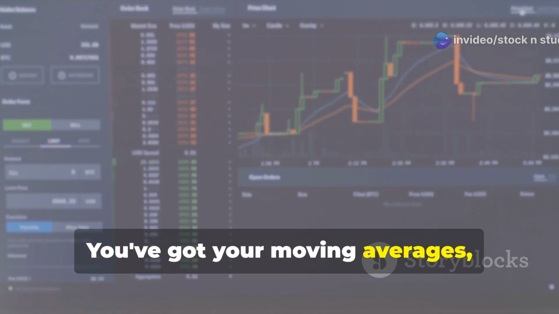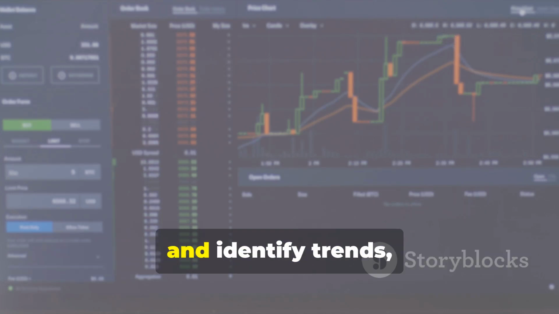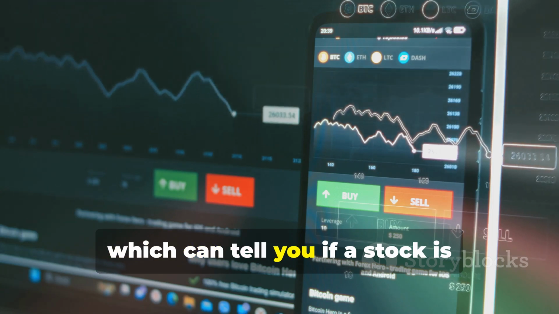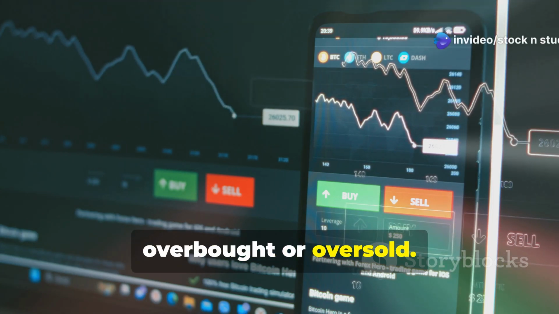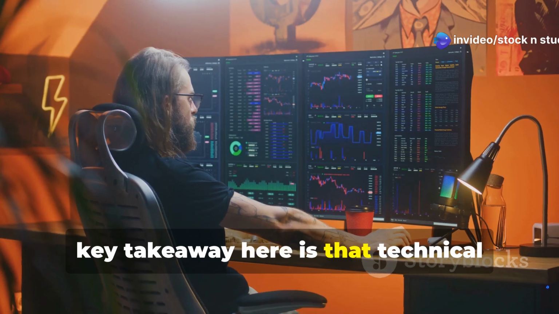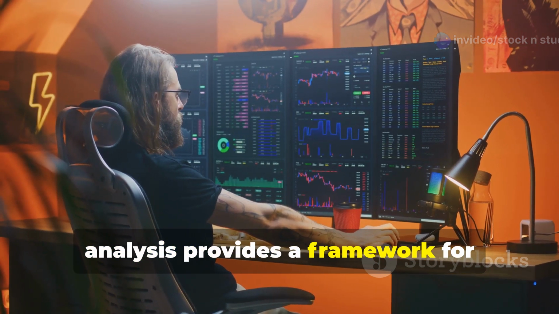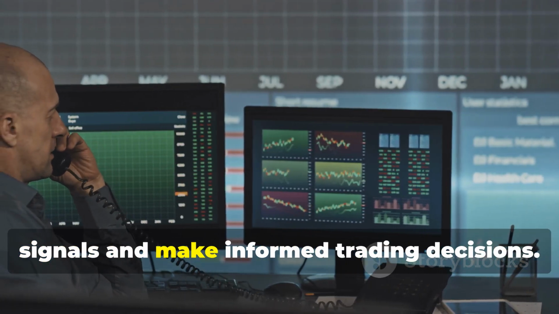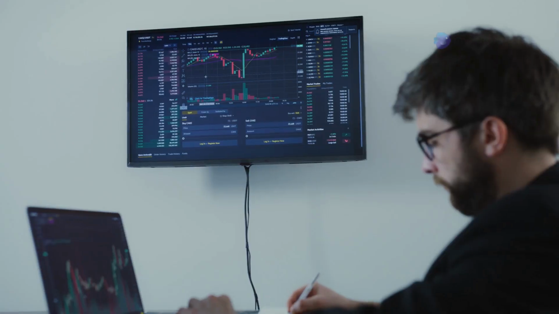You've got your moving averages, which help you smooth out price action and identify trends, and then there are oscillators like the RSI, which can tell you if a stock is overbought or oversold. And don't forget about chart patterns. The key takeaway here is that technical analysis provides a framework for analyzing market data, but it's up to you to interpret the signals and make informed trading decisions.